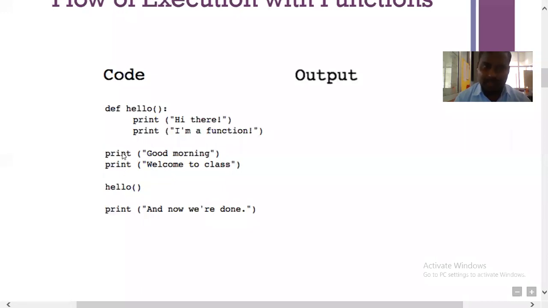The first print statement is good morning. Then after that, welcome to class. Then now we are calling the hello function. Now the execution comes here. Then it prints these two print statements. Then lastly, the cursor goes to the last print statement. Now tell me what is the output.